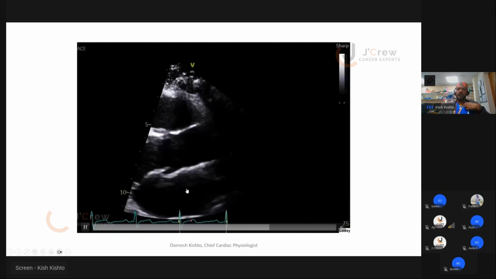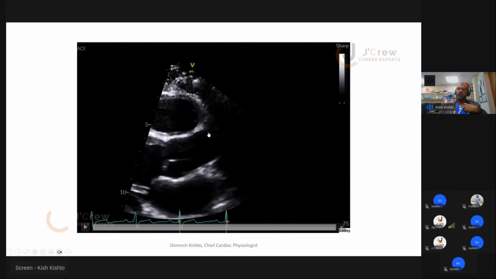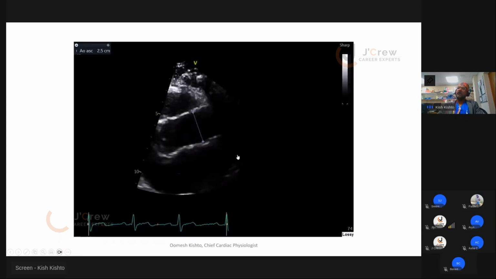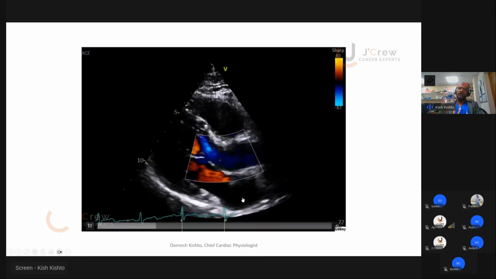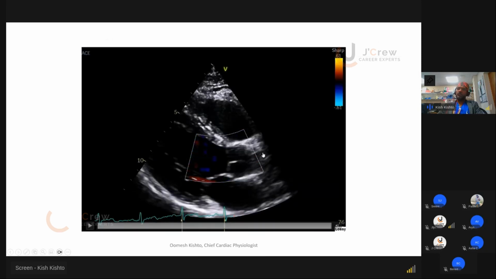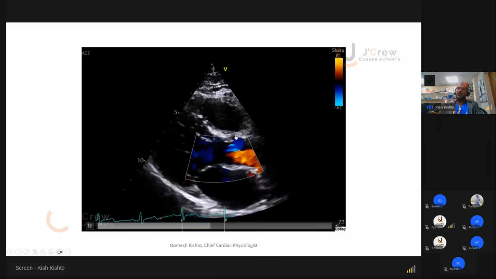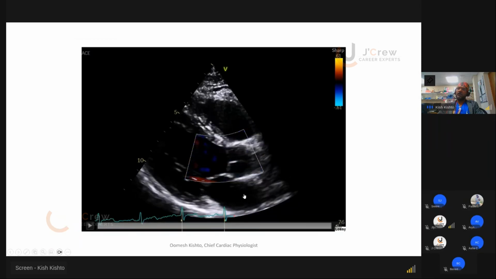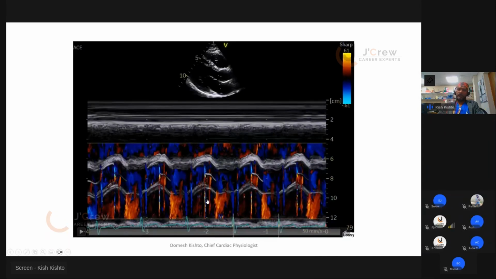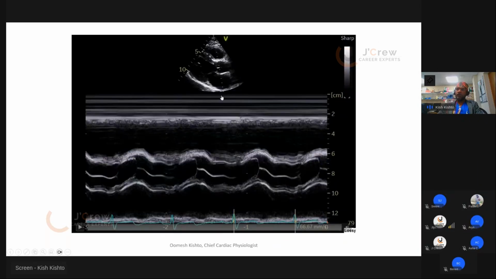Go up a rib space higher, get your ascending aorta as well, and measure your ascending aorta. Then the next thing, you put the color on, just make sure there's no regurgitation, there's no communication around. And again, like I said, I do color on this, and you don't have to, but most of the time on the M mode, what you're looking at here is the opening and the closure of the valve a bit more clearly.